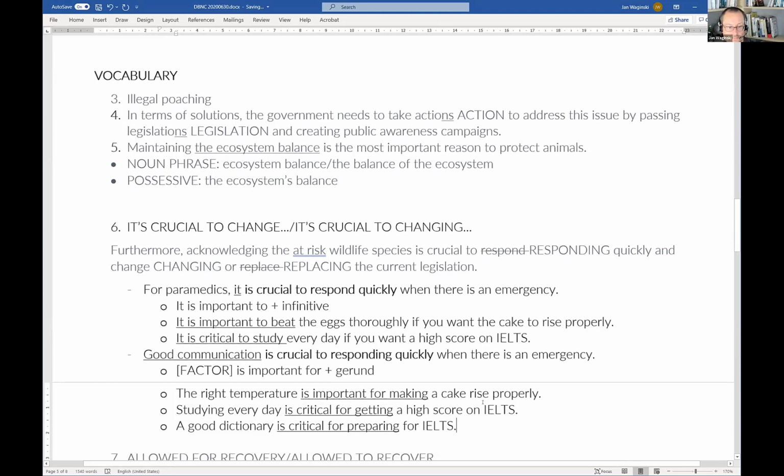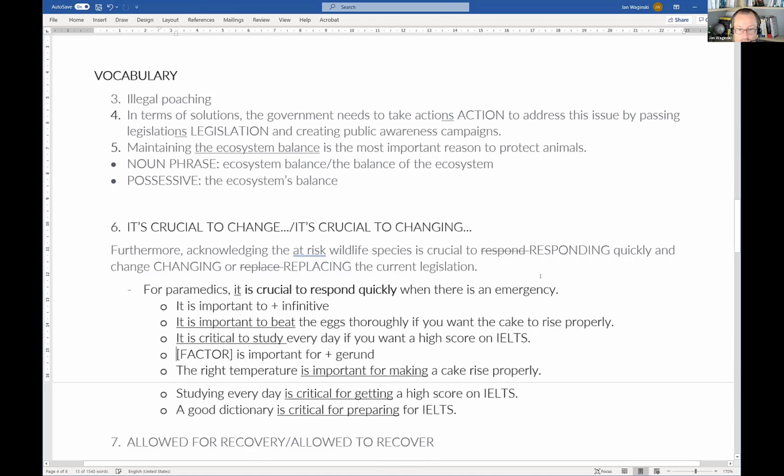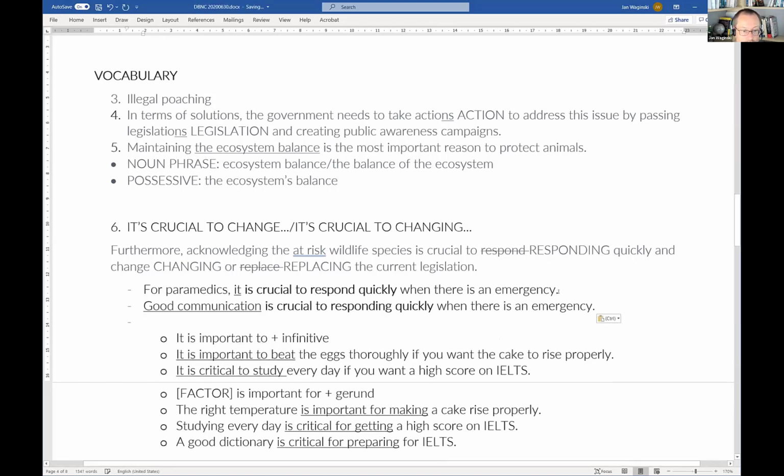I don't know if these examples help you construct some kind of rule. Let me just group these a little bit differently. I'm going to put these all together.